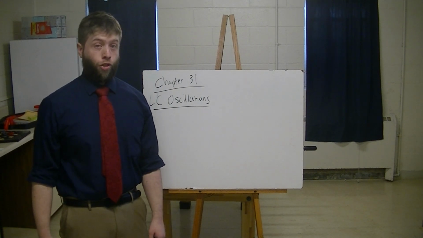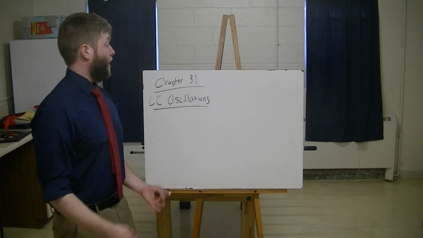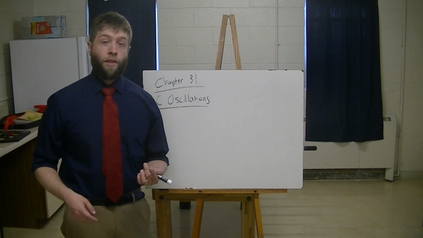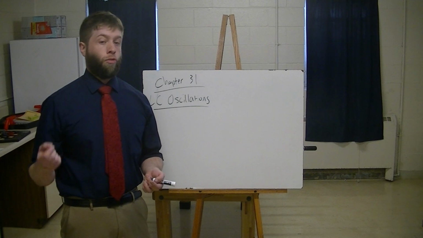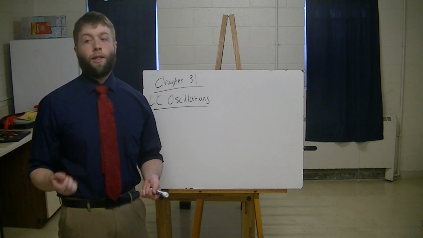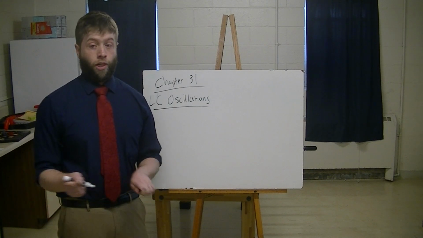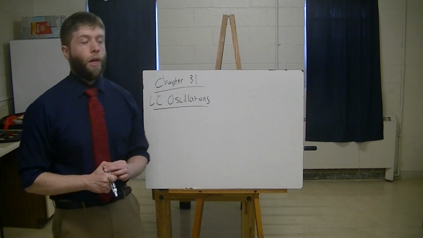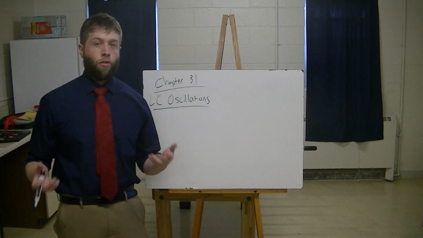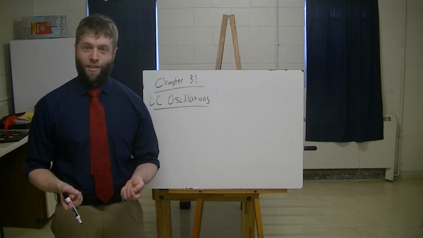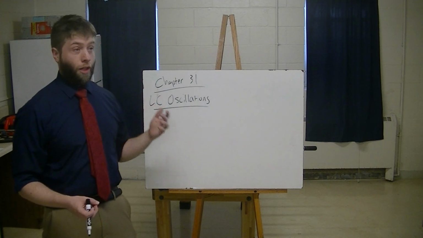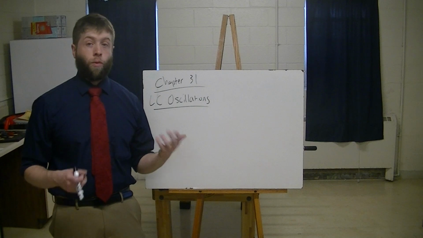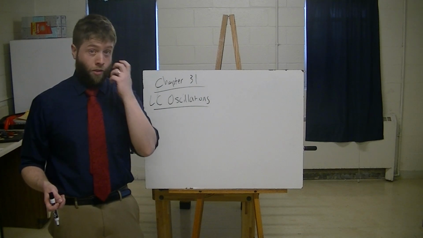We're going to start in on chapter 31, which begins with the discussion of LC oscillations, that's inductor capacitor oscillations. We then move on to damped LC circuits, and then we start talking about AC circuits, alternating current circuits. I'm going to try to keep these videos short, less than 10 minutes each. Feel free to pause when you're writing down your notes.